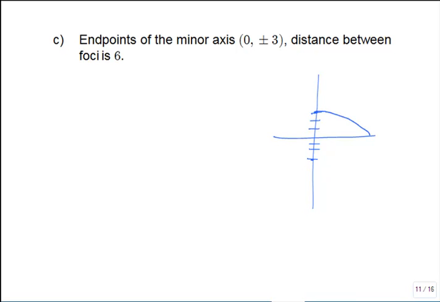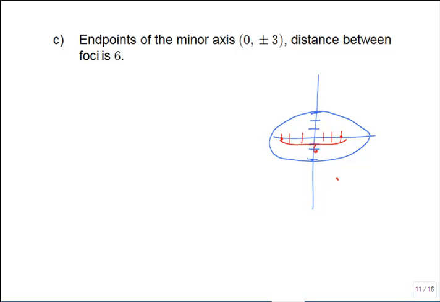So our major axis would have to be along that x-axis. So these distances here need to be longer than this vertical distance here. Where do your foci go? Your foci always go on your major axis. So if the minor axis is vertical, then the major axis is horizontal, and the foci need to go along that horizontal axis. And if the distance between them is 6, the only way that can happen is if I go 3 to the right and 3 to the left, so that this whole distance is 6.